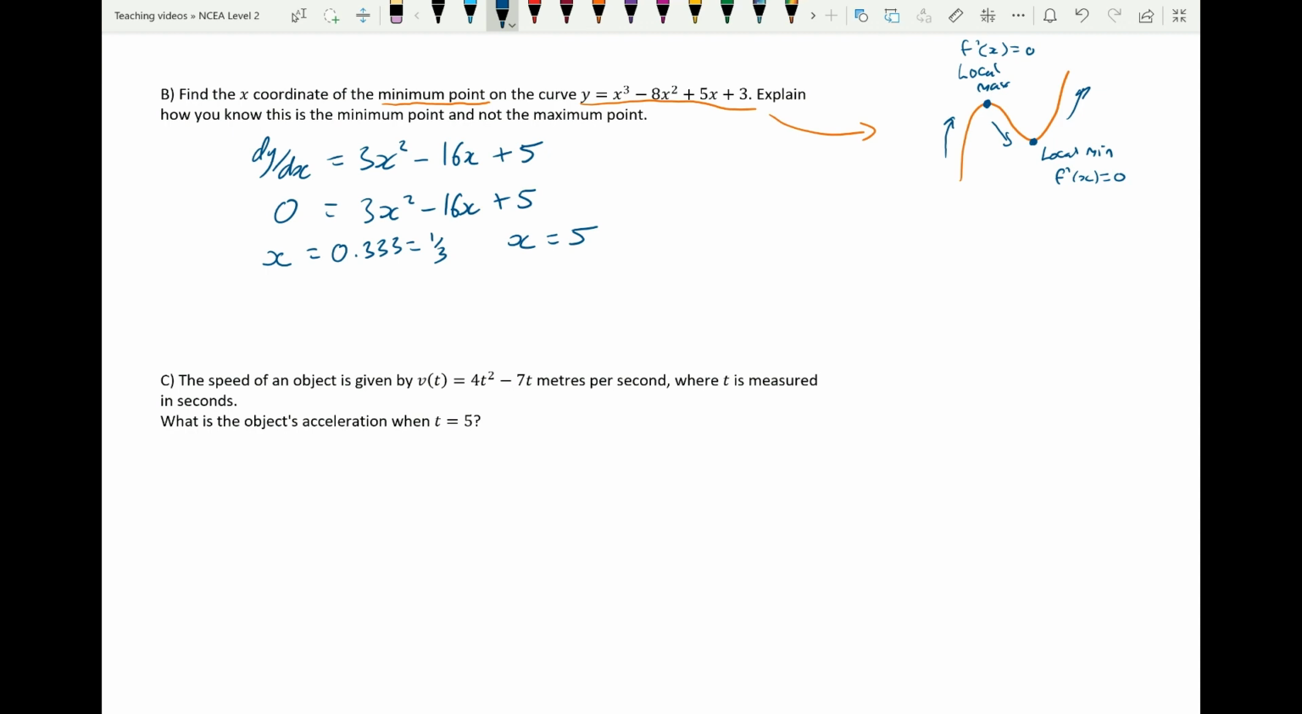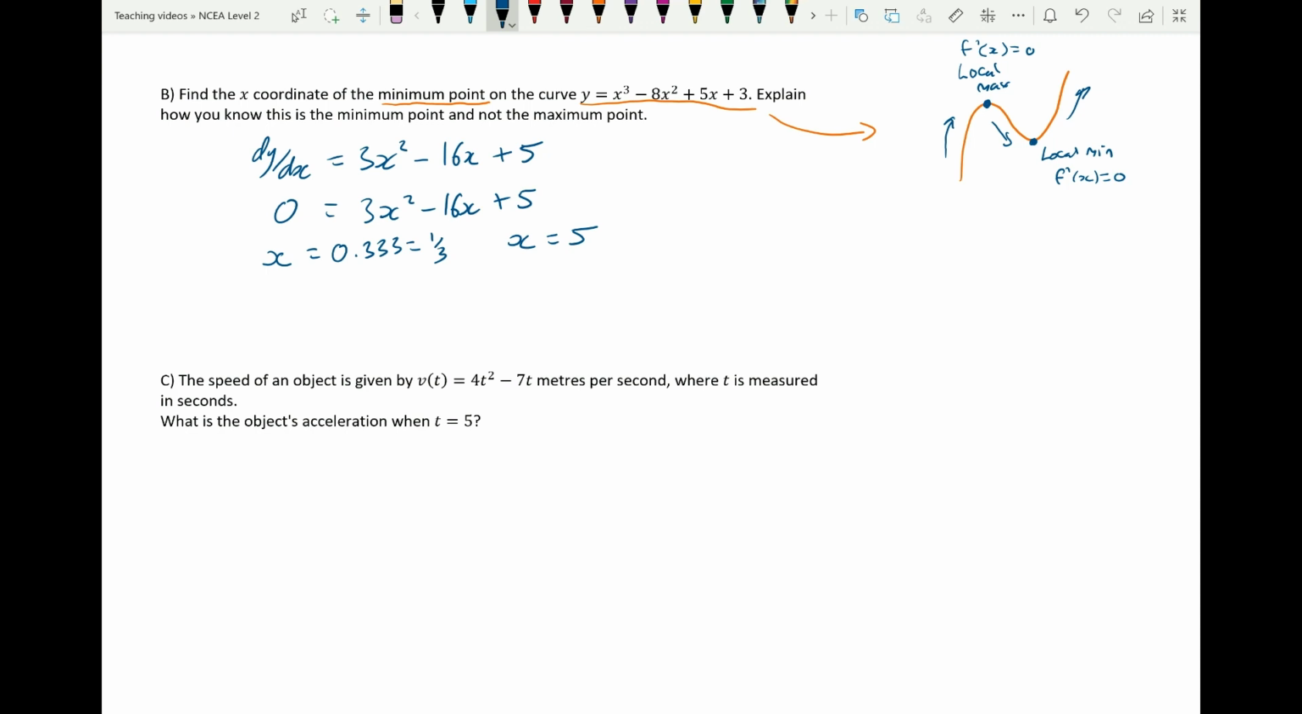So we know where the turning points are. We don't know at the moment which one is which. We just know where they are. So if we look at my little sketch in the corner there, we know that the local maximum will come first if we're looking left to right. So that will be at the lower x value, which would be 1/3 in our case. And the local minimum will be at the higher x value, which is x equals 5. But we need to prove it.